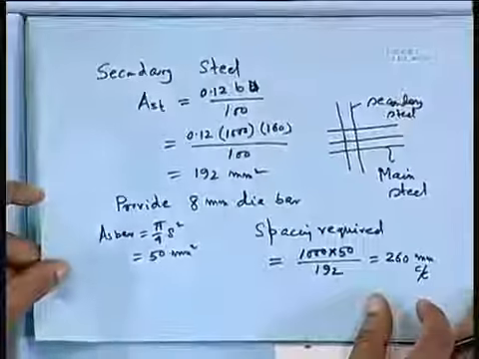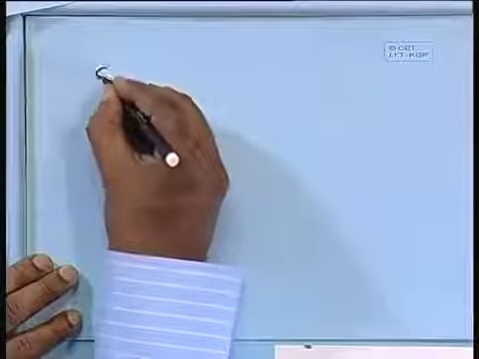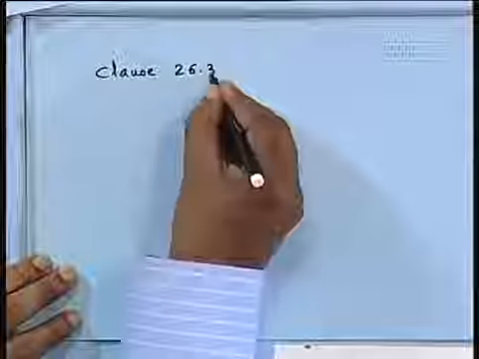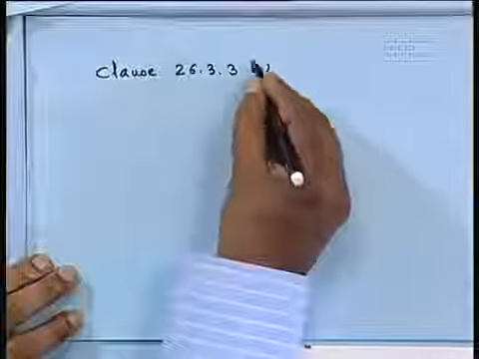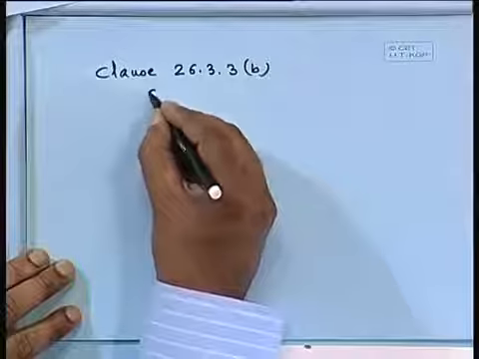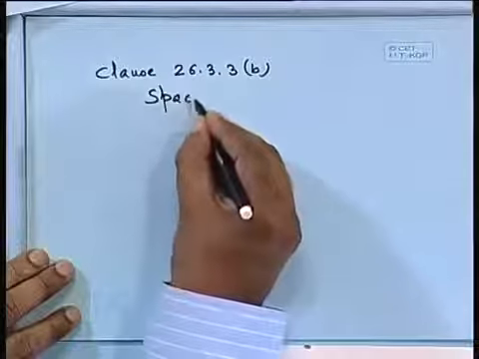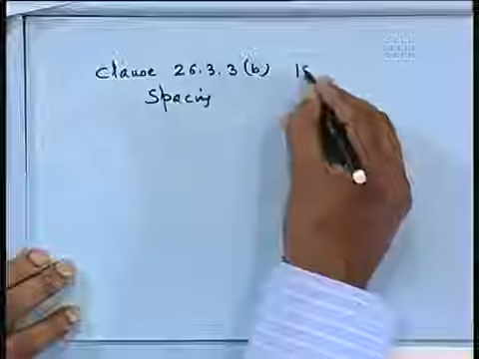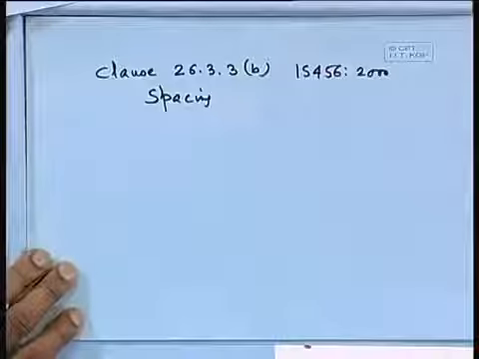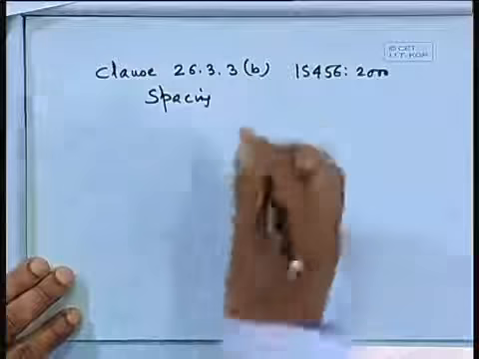Just to refer to this, I think we should refer to clause 26.3.3b. This one is related to the spacing of reinforcement. Let us make it here. So, spacing of reinforcement.